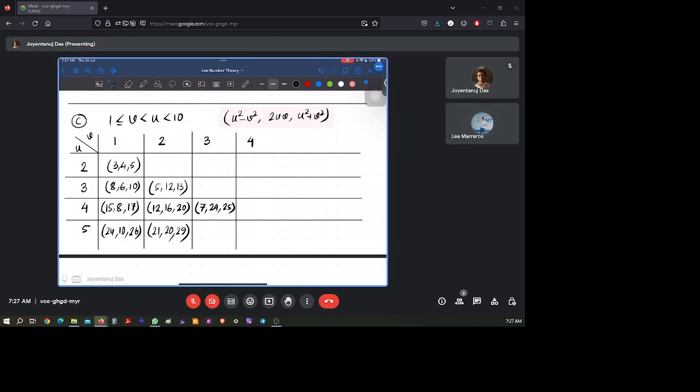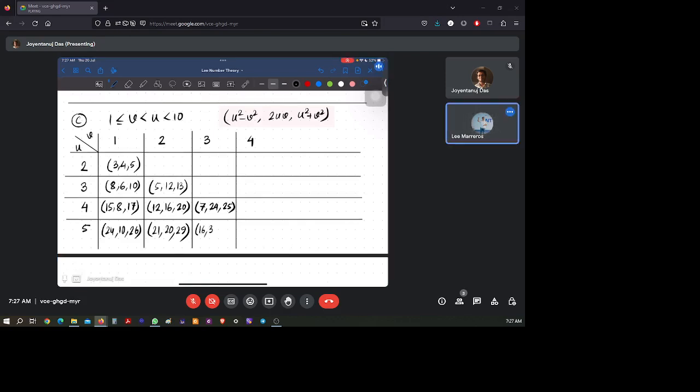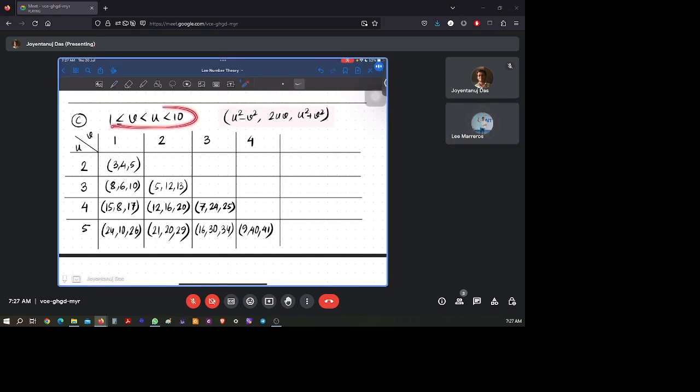Then 5 and 3: 16, 30, 34. And 5 and 4 it will be 9, 40, 41. Like that it will go on. We can do up to this because it is a long table, since up to 10 they are saying. So that was part C.